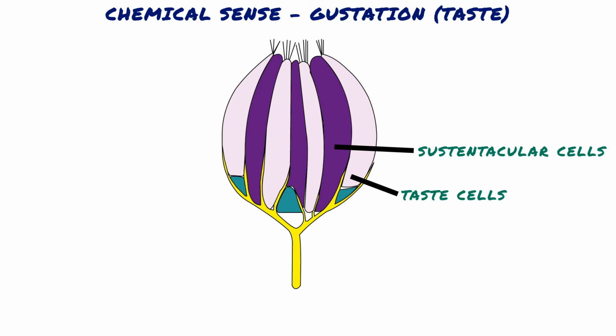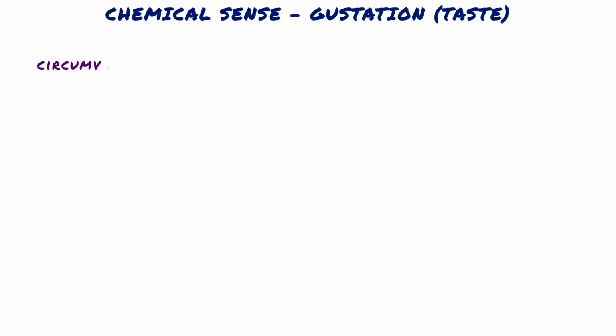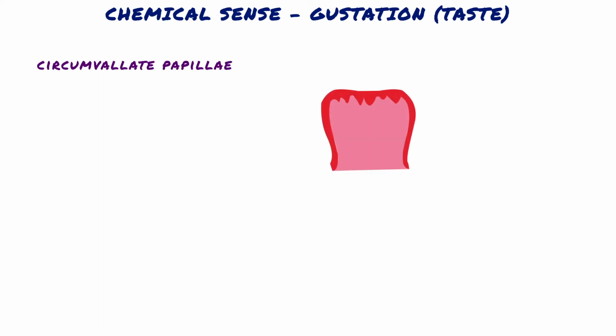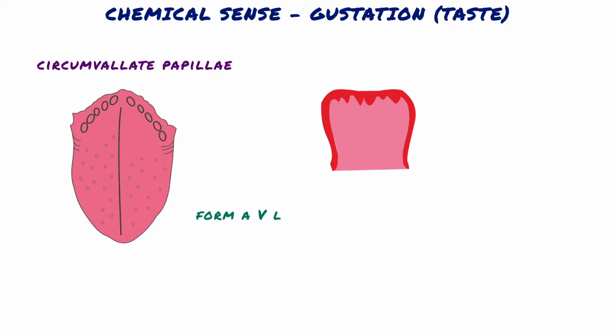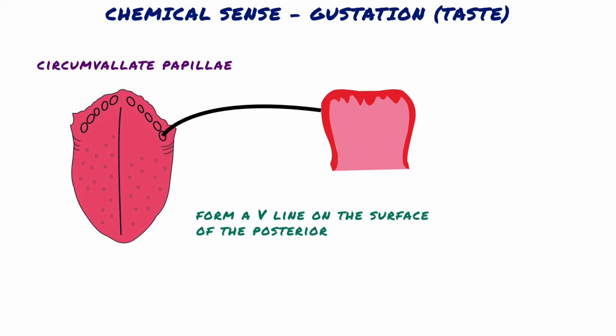The taste buds are found on 3 types of papillae of the tongue. First one is circumvallate papillae. A large number of taste buds are on the walls of the troughs that surround the circumvallate papillae, which form a V-line on the surface of the posterior tongue.